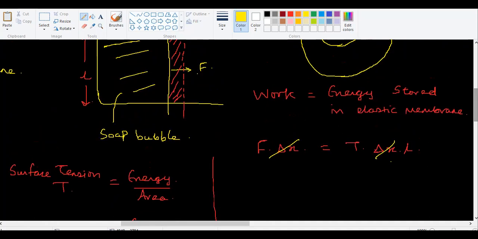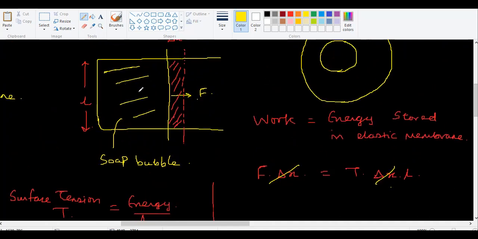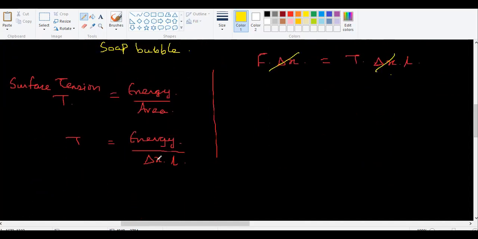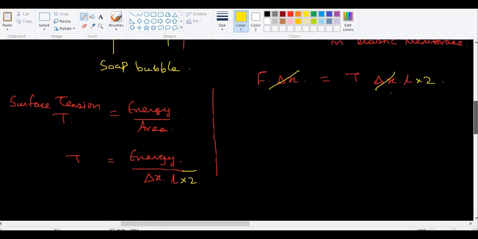Actually, here I forgot to tell you one thing. Since it is a soap bubble, you have two surfaces. It's not one surface. One on the top and one on the bottom. So since you have two surfaces, the area should be multiplied by two. So here also it will be multiplied by two. And that's why the surface tension T can be written as F by 2L. Again, whenever I write T, I will not simply write T, I will write surface tension. Otherwise, there is always a confusion. Nobody will understand what this is.